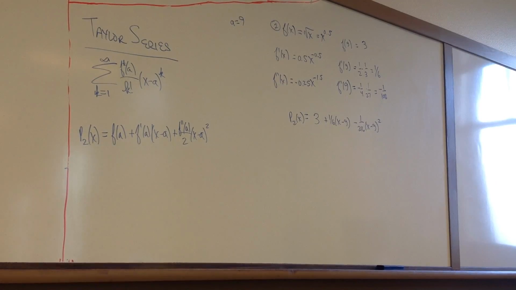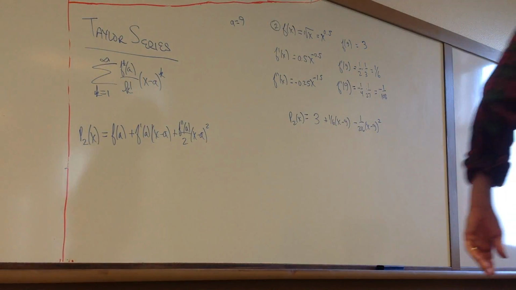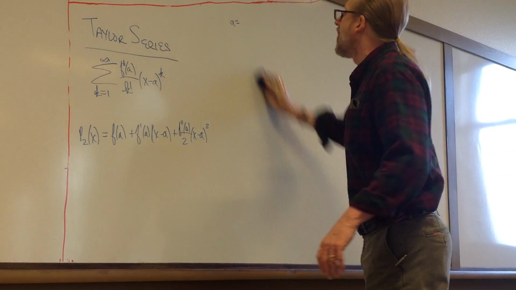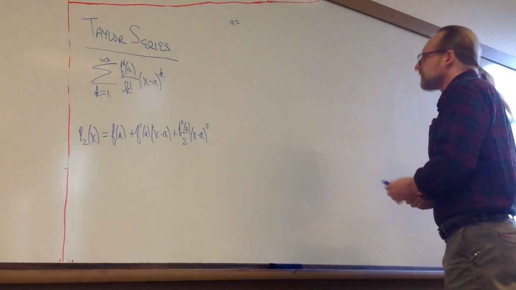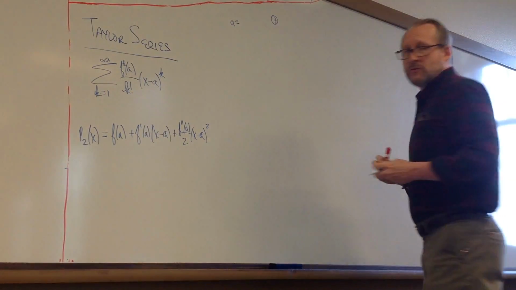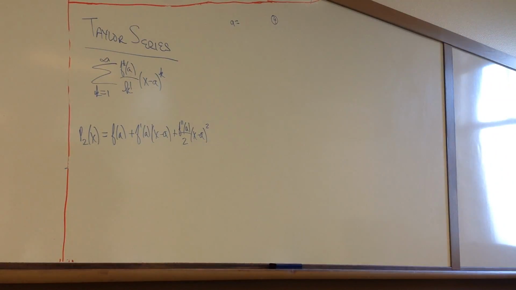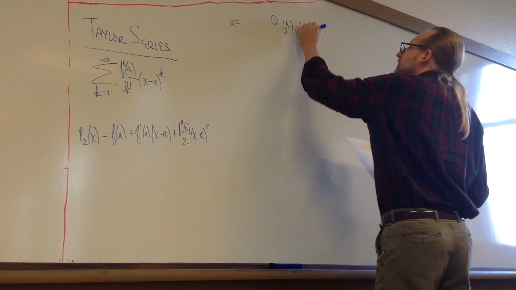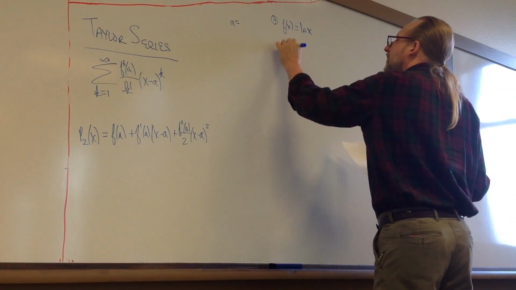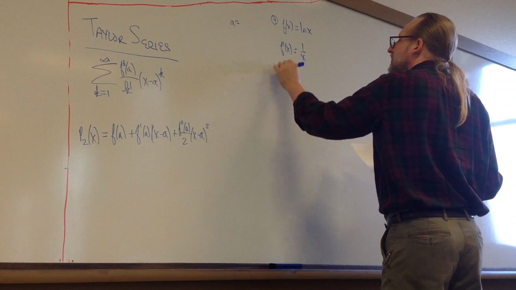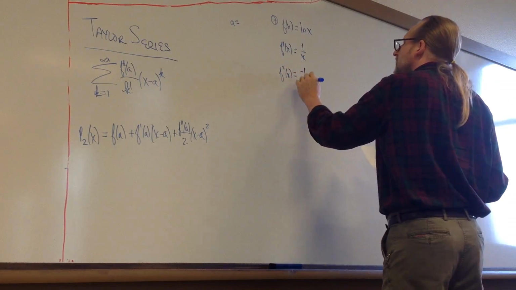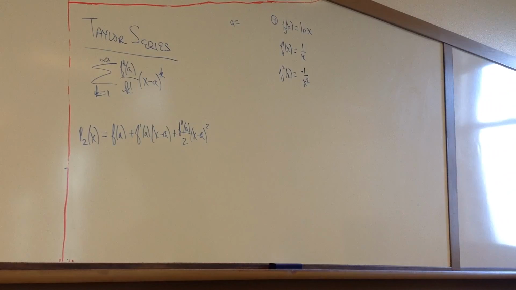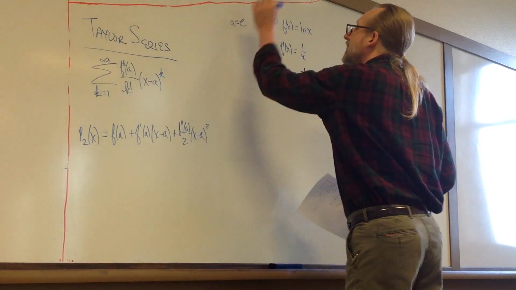All right, let's see here. Let's look at another one. Problem 4. All right. So, problem 4, our function is ln x. So, f prime is going to be 1 over x, and f double prime is going to be negative 1 over x squared. Let's see, our a value for problem 4 is equal to e.